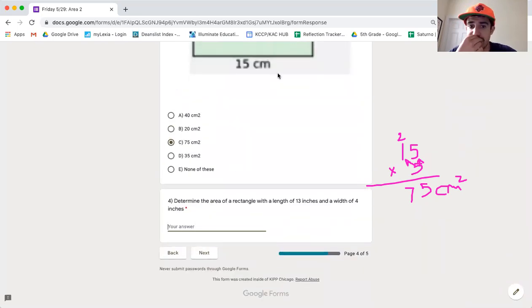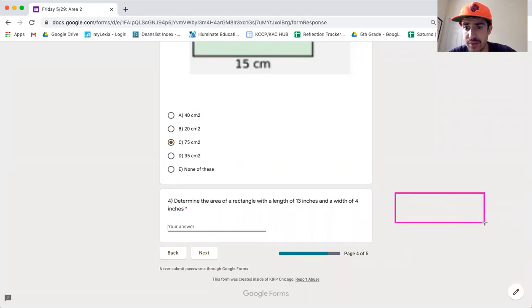Determine the area of the rectangle that has a length of 13 inches and a width of 4 inches. Okay, so I want to find the area of a rectangle, so I'm going to draw out a rectangle myself. Here's a rectangle. The length is 13 inches, so I'm going to make sure I make the length 13 and include my units. And the width is 4 inches.